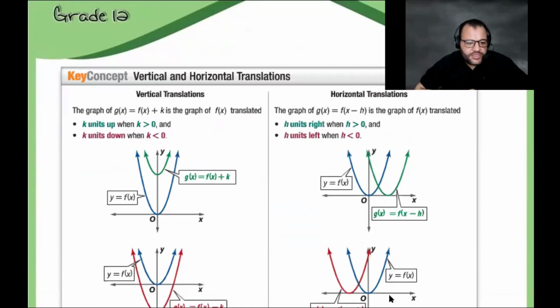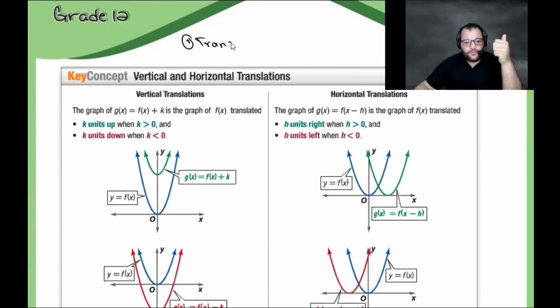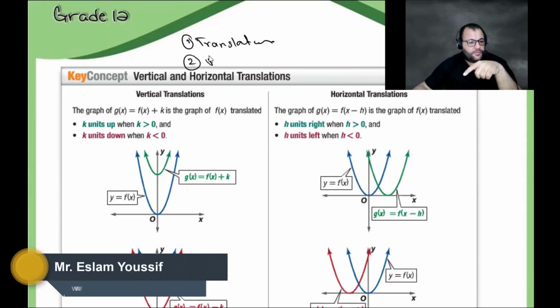So, vertical and horizontal translation. As we say, for the transformation of the function, how many types of transformation are there? Reflection, translation. The first one? Translation. The second one? Reflection. Number 3? Dilation.